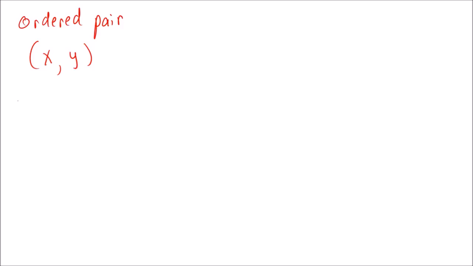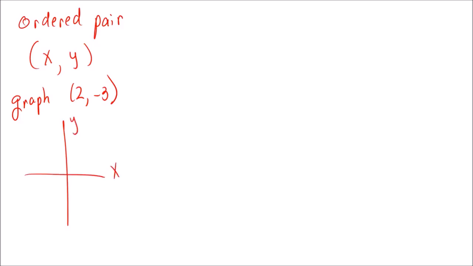So if you were to graph the ordered pair (2, -3), then you would go on the x-axis where there is +2, then down on the y-axis where there is -3. And you would place the point in the space that's open in quadrant 4. Notice that that point corresponds to x equals 2 and y equals -3.